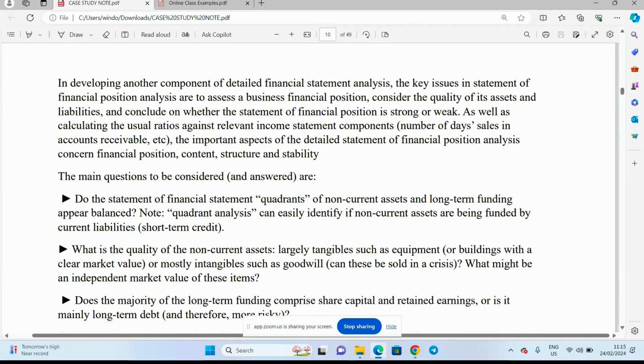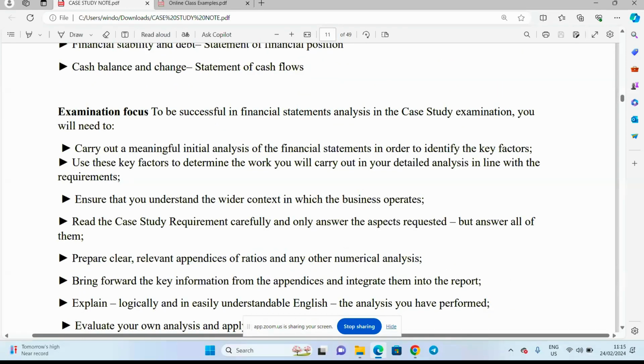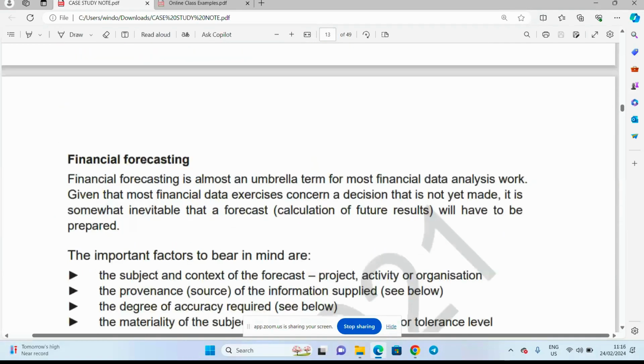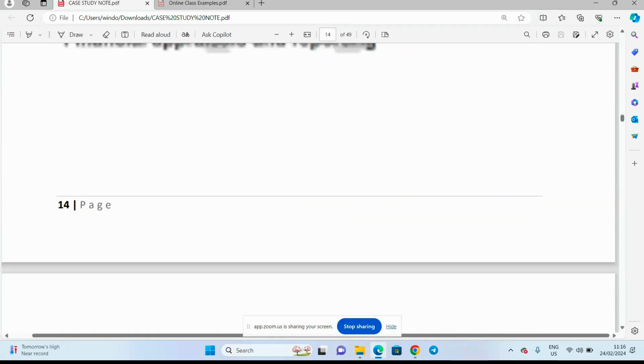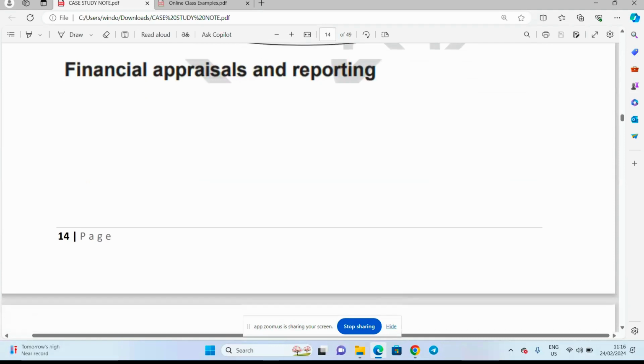You can read them more. Okay, exam for financial data analysis, financial forecasting. They are still speaking to the same thing, budgeting. Now, financial appraisal and reporting. That's where we are going next.